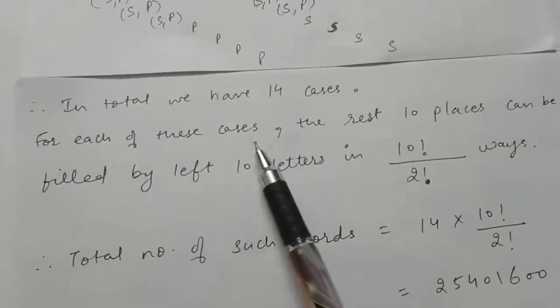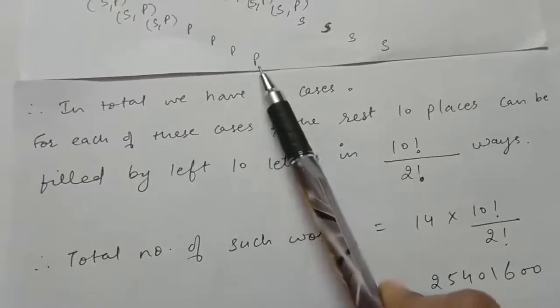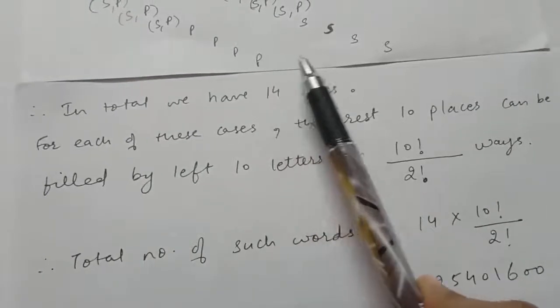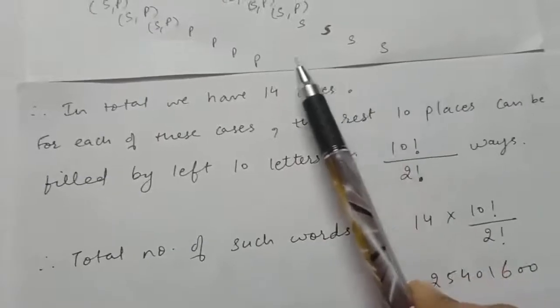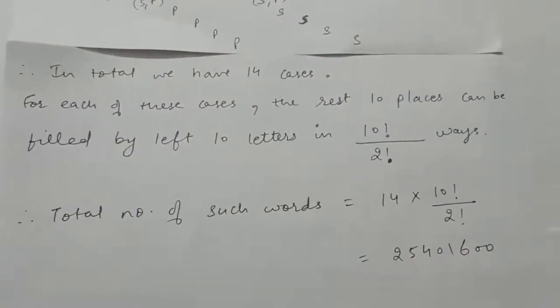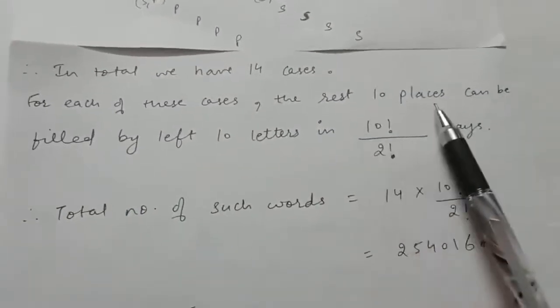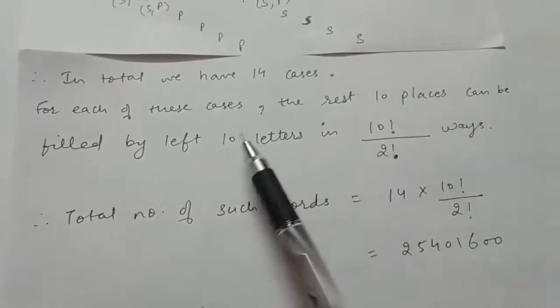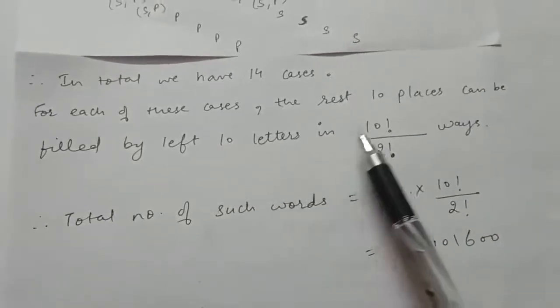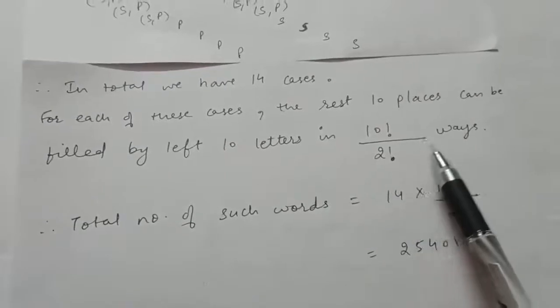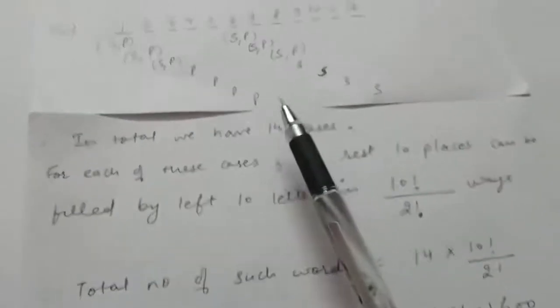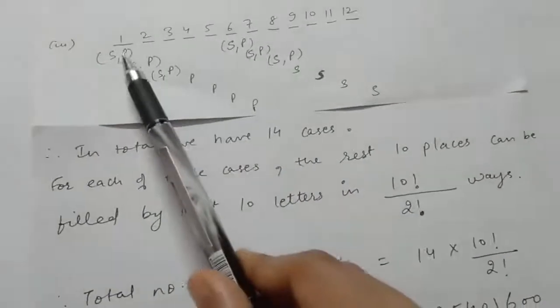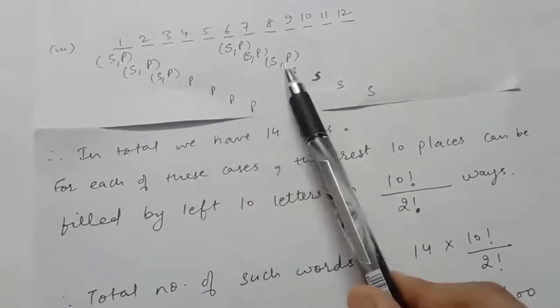Now see, in these 14 cases, we have fixed the position of P and S. Now for each of these cases, the rest 10 places can be filled by the left 10 letters in 10 factorial upon 2 factorial ways. Now see, in these cases, we just have fixed the position of P and S, right?